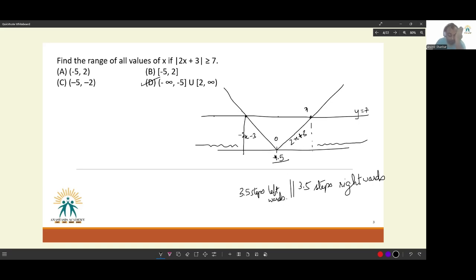3.5 steps rightwards from -1.5 will take me to 2. From 2 onwards, everything would be acceptable. And 3.5 steps leftwards from -1.5 will lead me to -5. Everything beyond -5 would be acceptable. And therefore, the acceptable range will be option D as given here. Although you did not need this 2 and -5, just the fact that there are going to be 2 distinct ranges in which this is possible should have been enough for us to arrive at the answer option D.